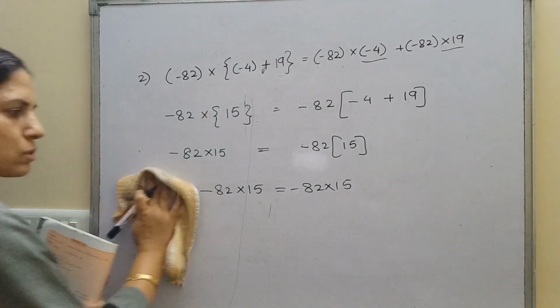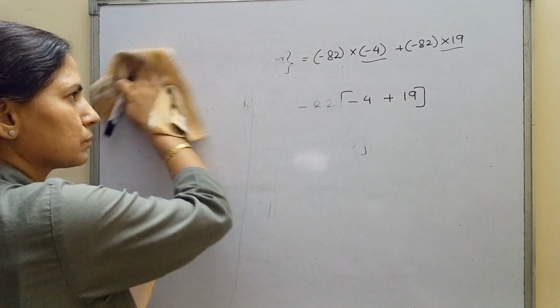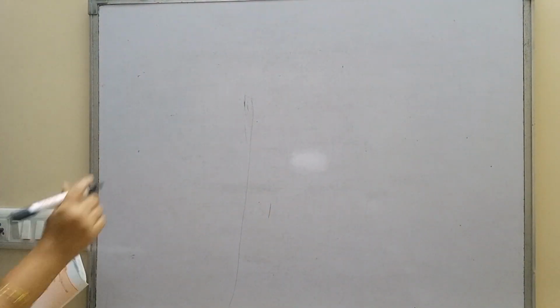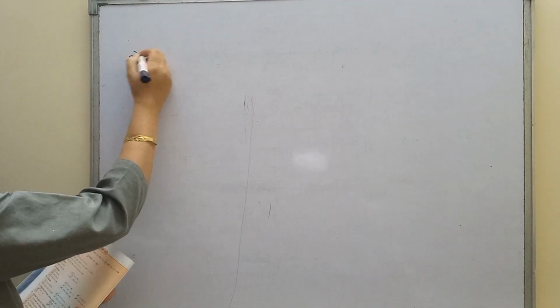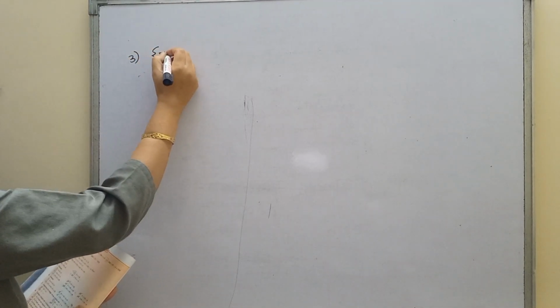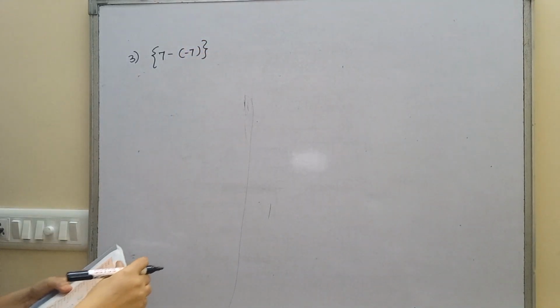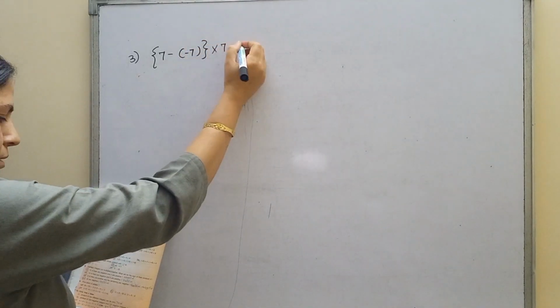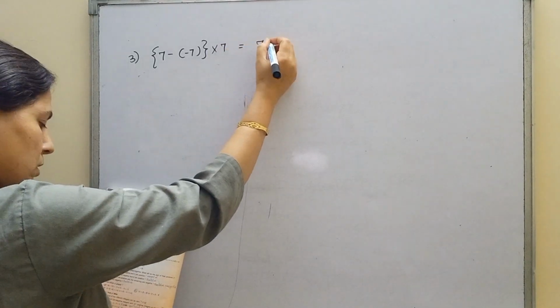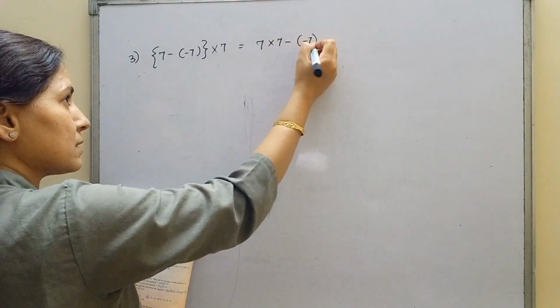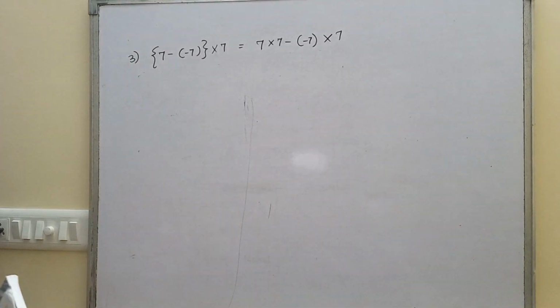Let's go ahead with the next question. Next one, the third one, is (7 minus 7) into 7 is equal to 7 into 7 minus 7 into 7. Don't get confused. It's really very simple. See, I'm not using any tables. I'm not using even the rough work part.